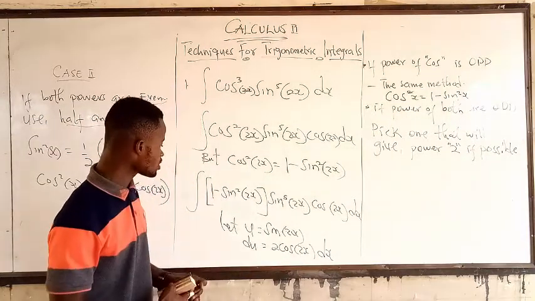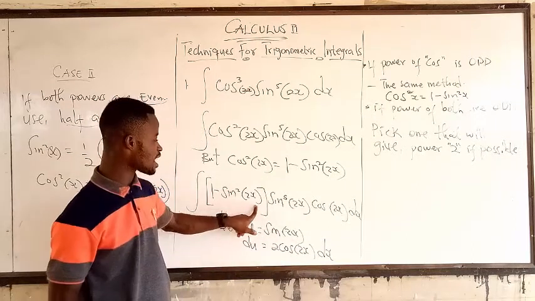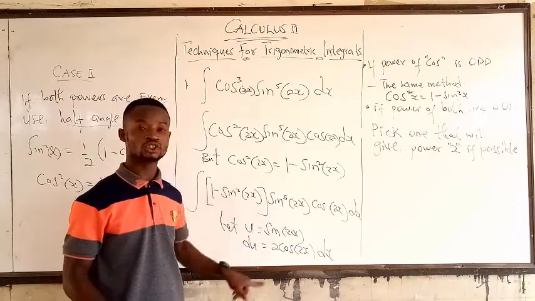And you can also see that we are saying that u is equal to sine 2x. So whenever you see sine in here, you put what there? U.